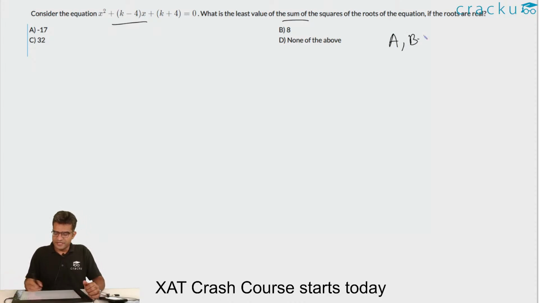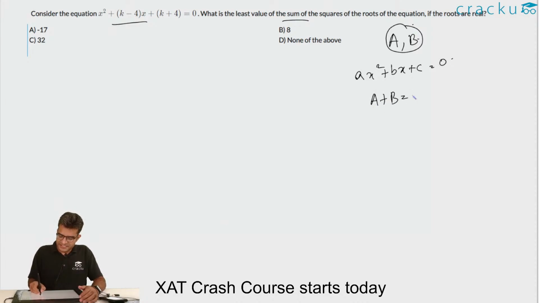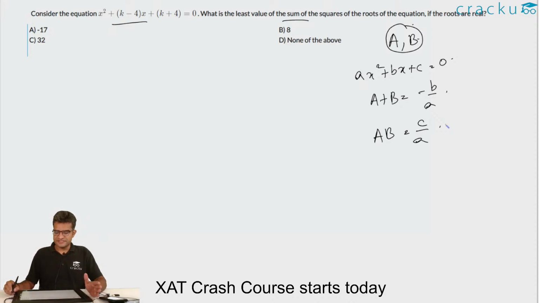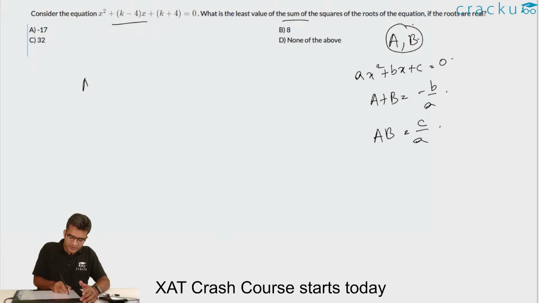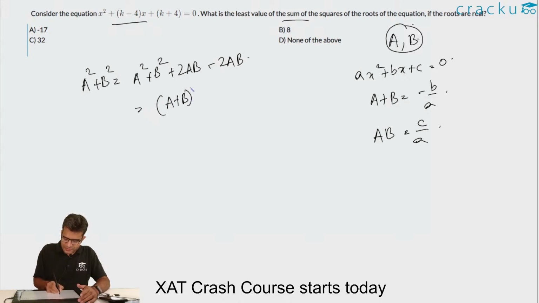We know that in any quadratic equation of the form ax square plus bx plus c is equal to 0, if the two roots are a and b, then a plus b, that is the sum of the roots, is equal to minus b by a, and the product of the roots, that is a into b, is equal to c by a. So the sum of the squares of the roots, which is a square plus b square, can be calculated, because a square plus b square is equal to a square plus b square plus 2ab minus 2ab. That is, this is equal to (a plus b) whole square minus 2ab.